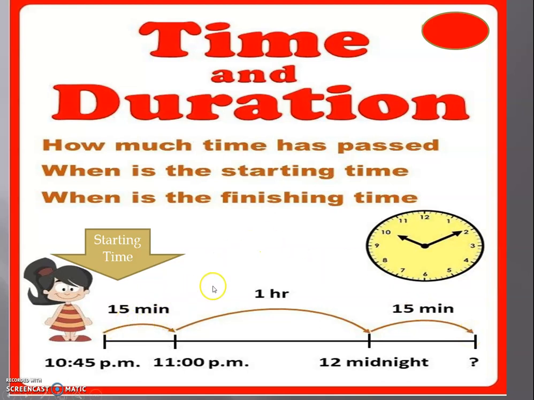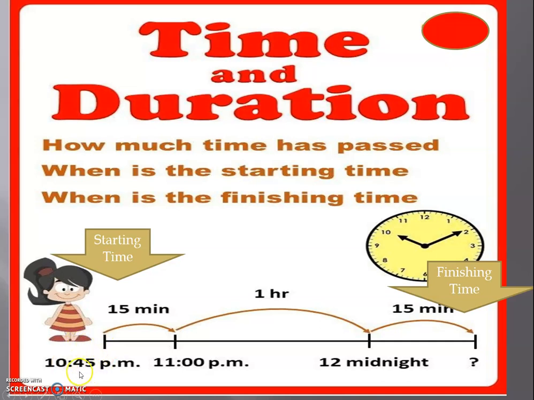So how long does this party take? 15 minutes and 1 hour and another 15 minutes. We can say that 15 minutes plus 15 minutes means what? 30 minutes, and 1 hour. So my party lasts for 1 hour and 30 minutes. So my finishing time will be at what? Let us see how I'm going to calculate it.